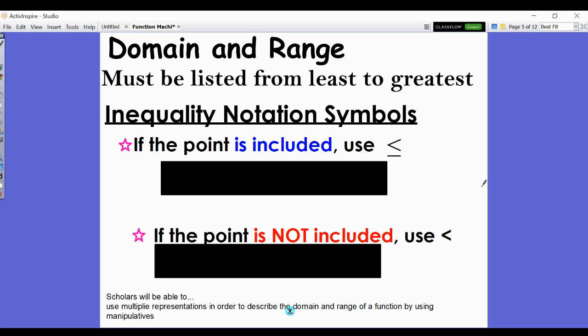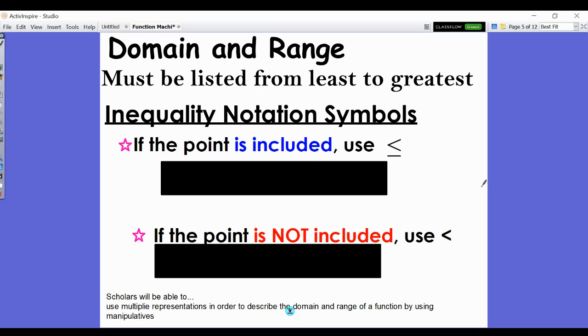The first thing you need to remember about domain and range is you have to list it from least to greatest. It is very important that the smallest number comes first and the biggest number comes last. So whether that smallest number is negative infinity, because you can go all the way down to negative infinity, or your largest number is positive infinity, it has to go in order from least to greatest. We are going to use inequality notation, so that means we are going to be using the less than or equal to, greater than or equal to, less than, and greater than signs.